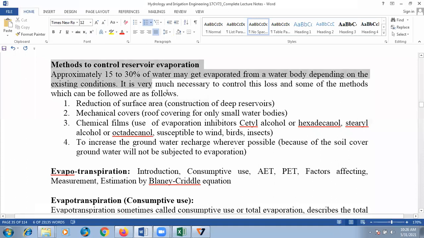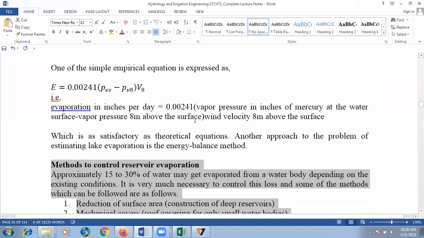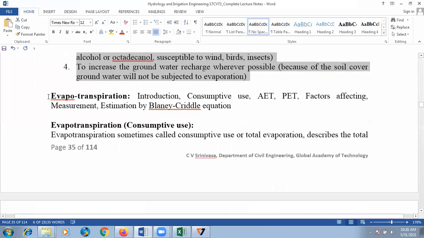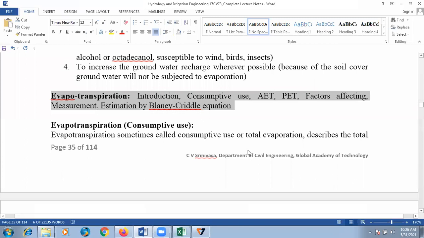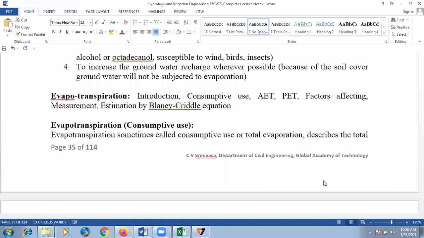So this is all we need to discuss in case of evaporation. So the next topic for us is evapotranspiration. The next topic in module 2 for us is evapotranspiration. So in this, we are discussing introduction to evapotranspiration, what we mean by consumptive use, actual evapotranspiration AET, potential evapotranspiration PET, and factors affecting evapotranspiration, then measurement of evapotranspiration, and finally, estimation of evapotranspiration using Blaney-Criddle equation, and numericals would be solved based on this.